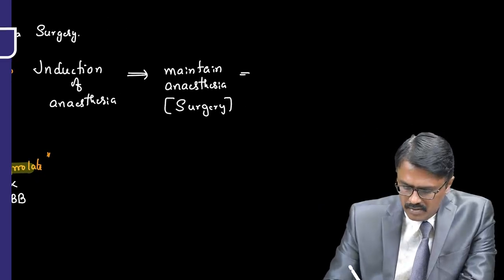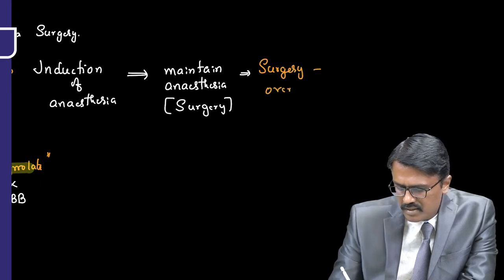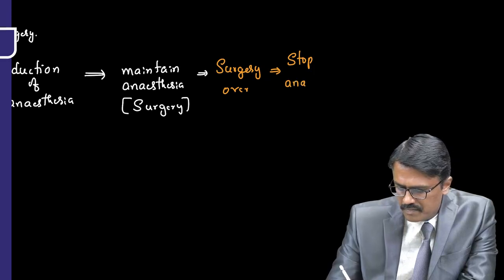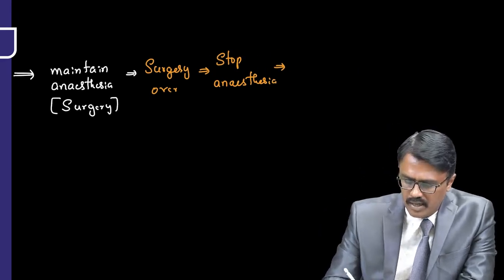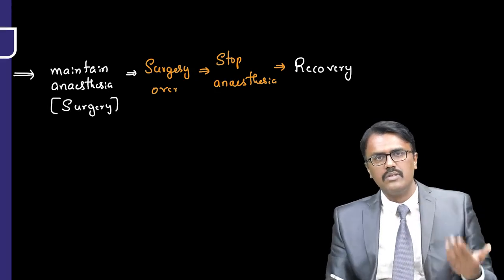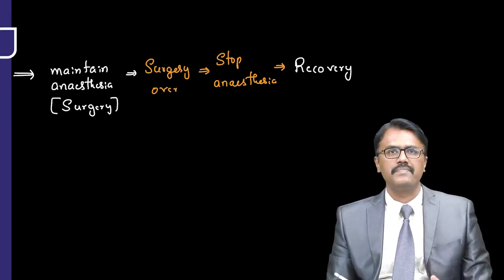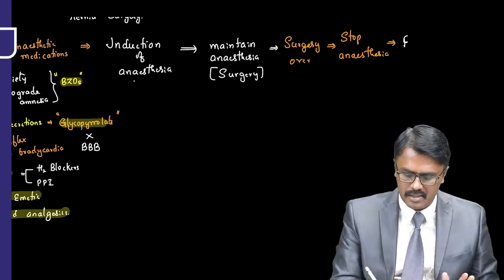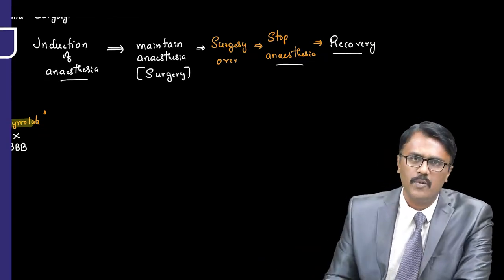Once the surgery is over, the hernia surgery is over, the surgeon will tell the anesthetist to stop it because the surgery is over. So then the anesthesia is stopped. Once the anesthesia is stopped, the patient will go for recovery. He has to recover, and that is what we told you: reversible loss. Consciousness should come, the reflexes should come, muscle should come back to action. So all these things: pre-anesthetic medication, induction, maintenance, surgery is over, stop the anesthesia, and the patient will recover, what we see in post-operative wards.